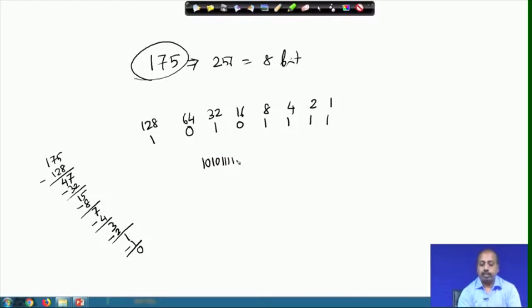Okay, so you can check the corresponding decimal value to be equal to 175. So, this way we do not need to always do that division by 2 and all. If we just remember these powers of 2, we can just go on assigning, taking those positions by turning on the corresponding bits to 1.